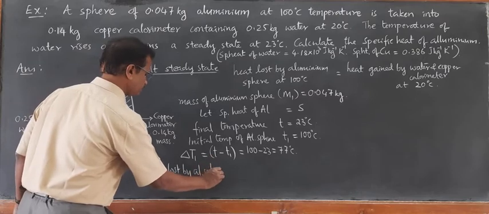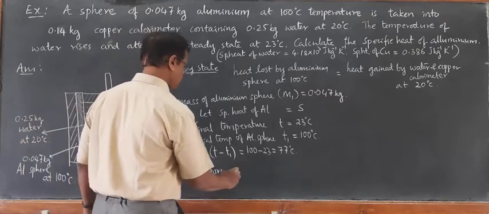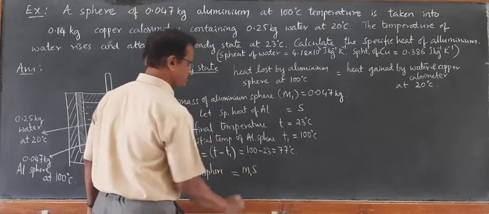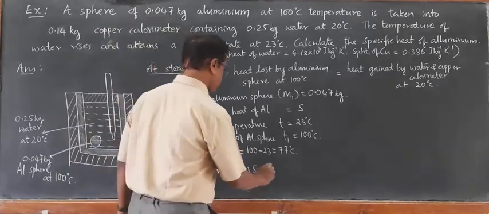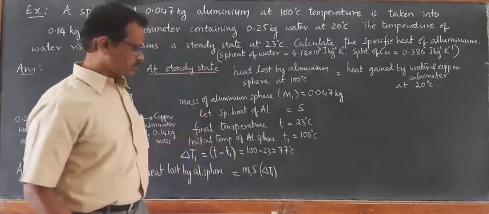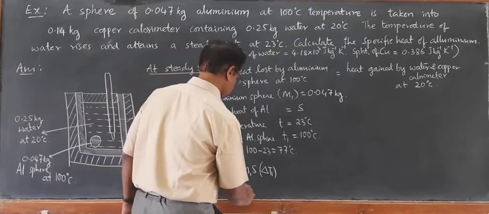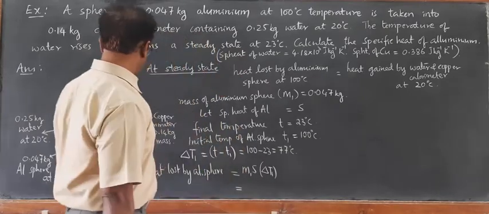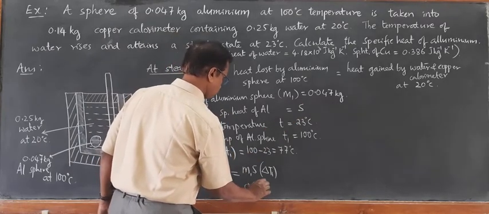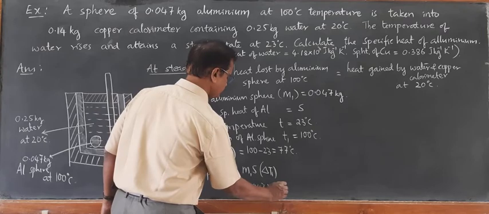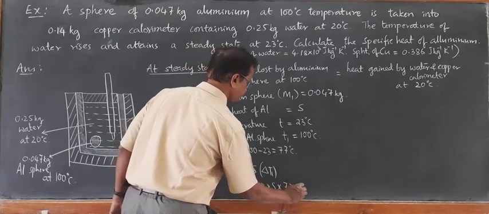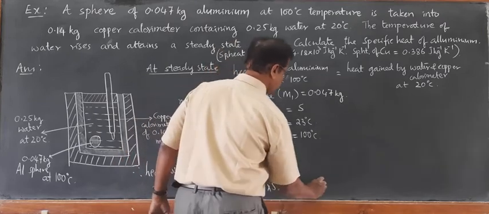Heat lost by the aluminum sphere is equal to mass times specific heat times delta T1. Mass M1 is 0.047 kg, into specific heat, which we don't know, and delta T is 77 degrees Celsius. So, this is equation 1.